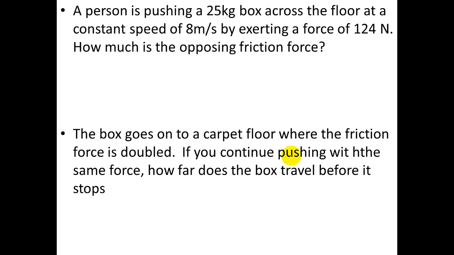Alright, very last example here to help you see what's going on. Suppose a person is pushing a 25 kilogram box across the floor at a constant speed of 8 meters per second by exerting a force of 124 newtons. How much is the opposing friction force? So here we have a box, which is 25 kilograms. So we can draw our box, which is 25 kilograms, and we are pushing it. So we have F push, or F person on box, equals 124 newtons.